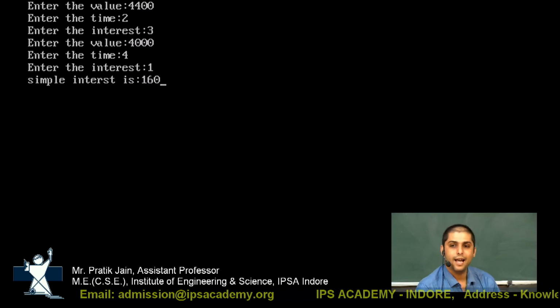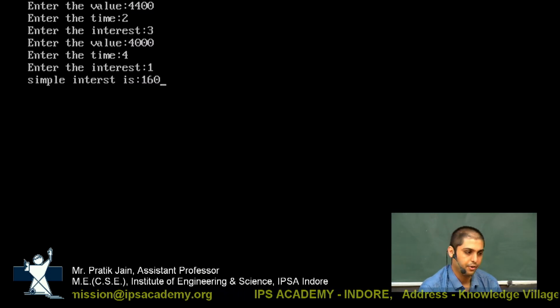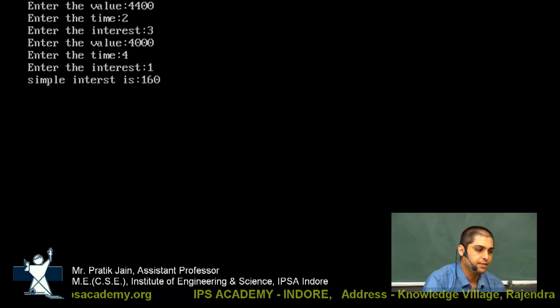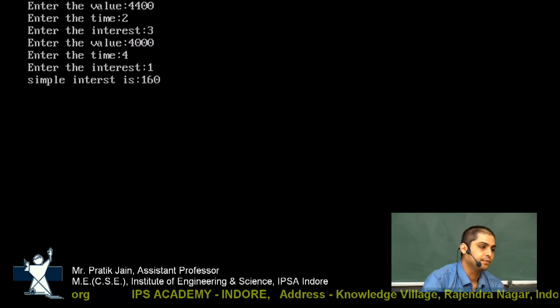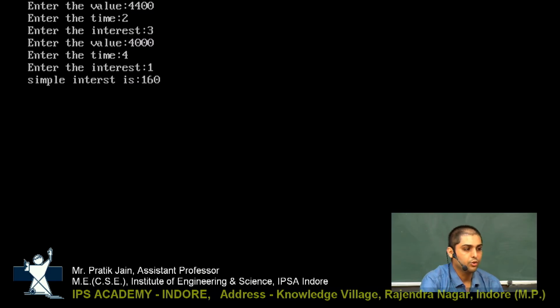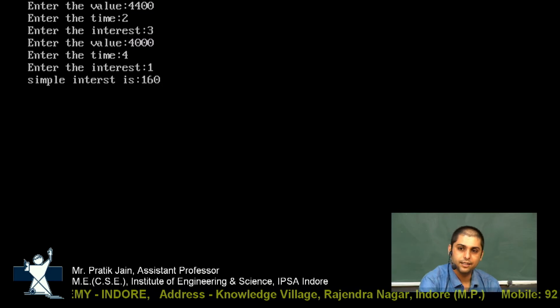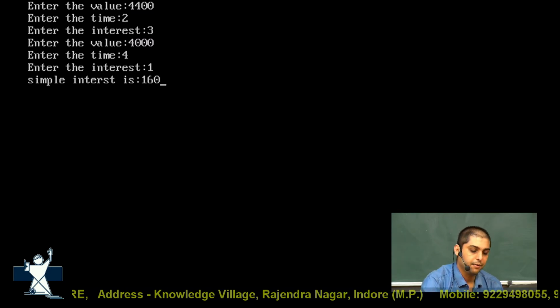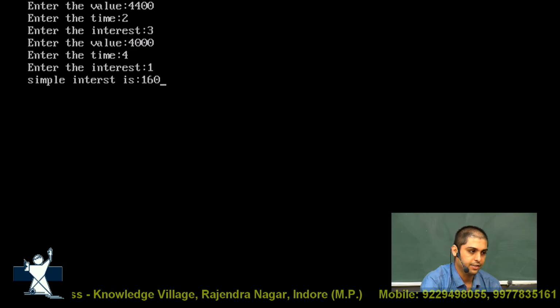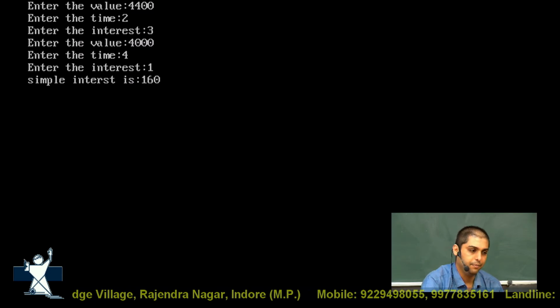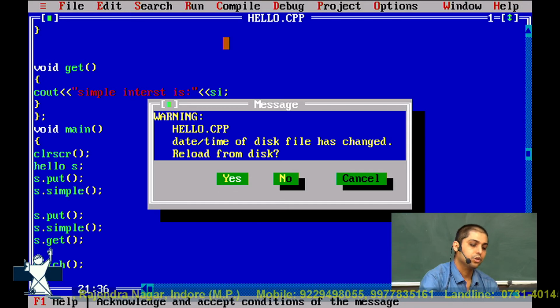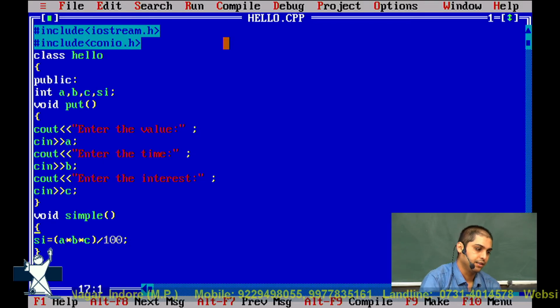We have called s.simple 2 times in our program. But what it considers is that 4000 into 4, 16,000 divided by 100, that is 160. So it considers the second value of A, B, and C. So what happened to this?